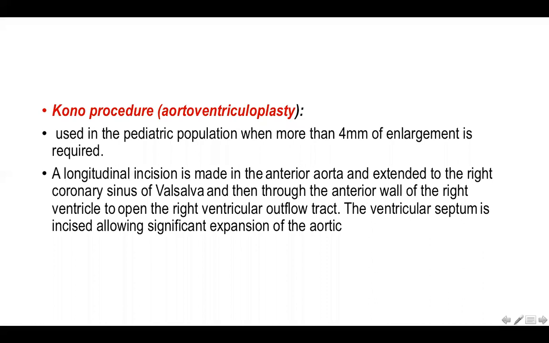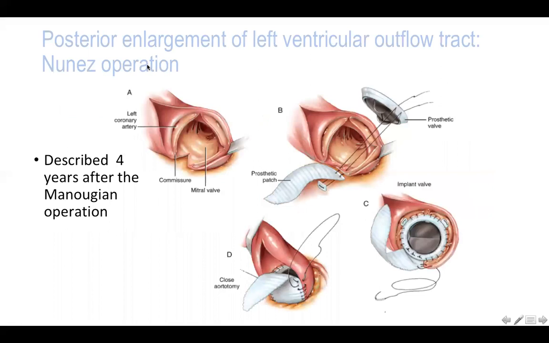and the complexity of the procedure itself. Now we'll talk about the Nicks operation, or posterior enlargement of the LVOT. The Nicks operation was described 4 years after the Manouguian. And the difference between the Nicks and Manouguian is the incision. In the Nicks procedure, the incision of the aortic root does not extend into the anterior leaflet of the mitral valve, but in the case of Manouguian, it extends up to the middle of the anterior leaflet of the mitral valve.